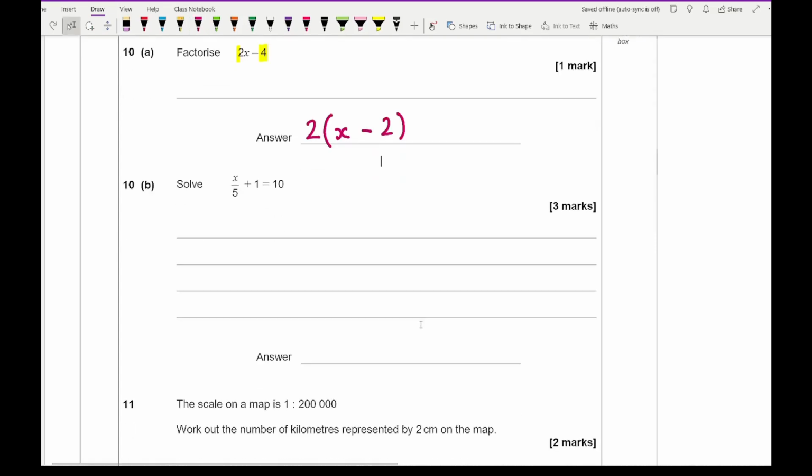Moving on to 10b. So here we want to find the value of x. So what I need to do here is get rid of the 1 first, and we do that by doing the opposite. So here I end up with x over 5 equals 10 take away 1, which is 9, and then I get rid of the 5 by doing the opposite. So here I'm multiplying by 5, so I end up with x equals 45.